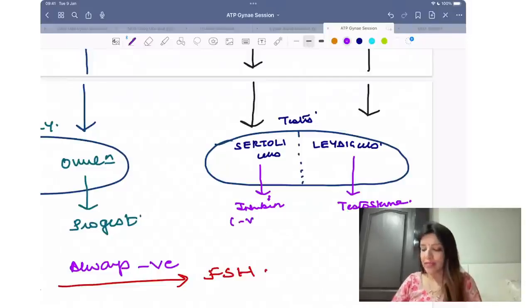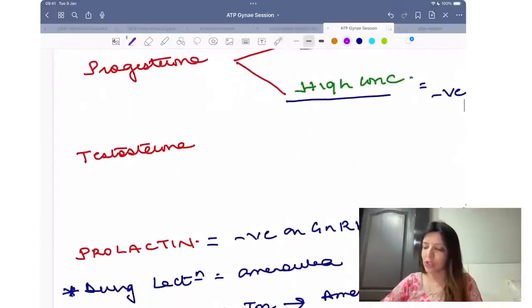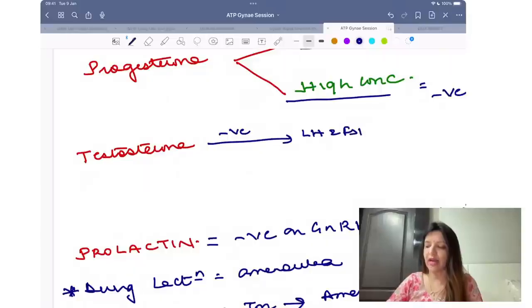Inhibin always has a negative feedback on FSH. Testosterone overall, please remember, testosterone always has a negative feedback on both LH and FSH. Right? Testosterone will have a negative feedback on both LH and FSH.